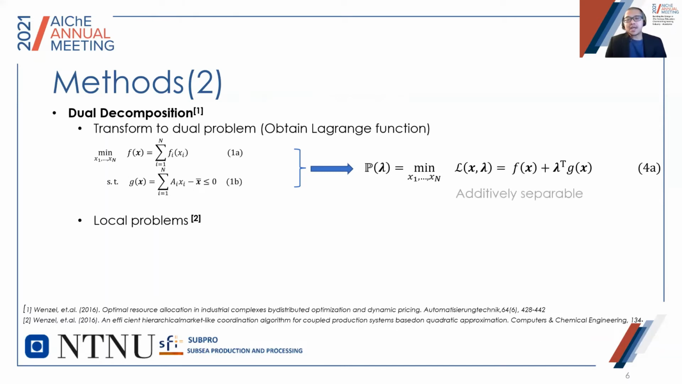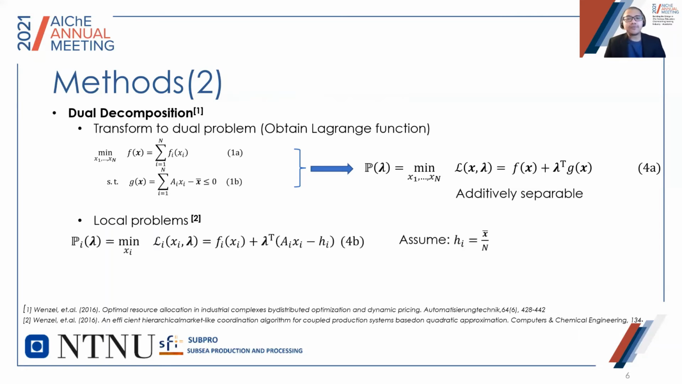Since our objective is additively separable, and assuming that h_i is equal to the average of total resources, our dual problem can be separated into several nice local problems that are actually unconstrained optimization problems. And we still need a numerical solver to solve the problems.